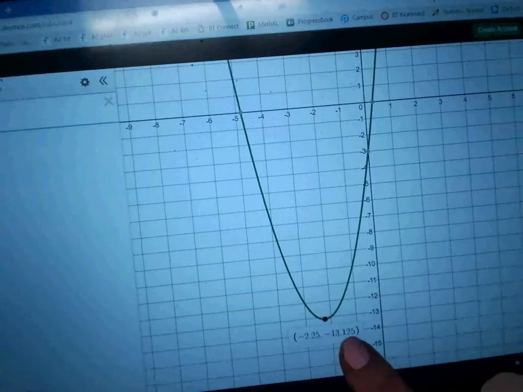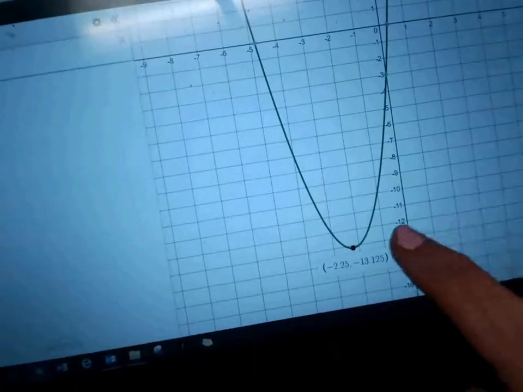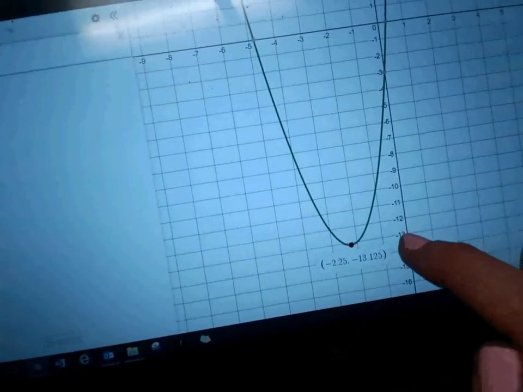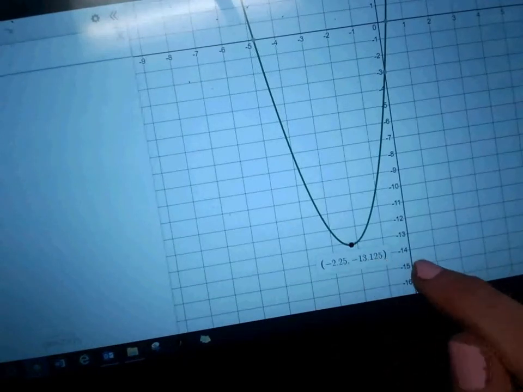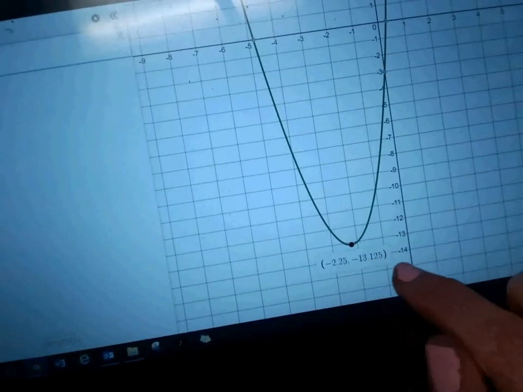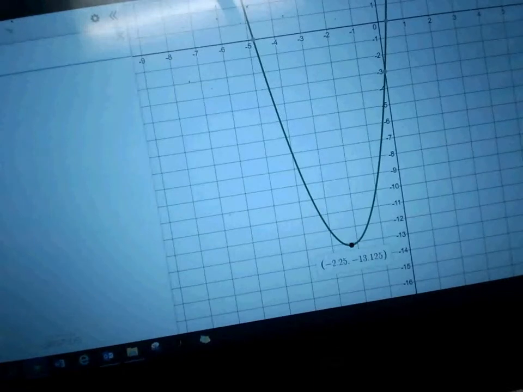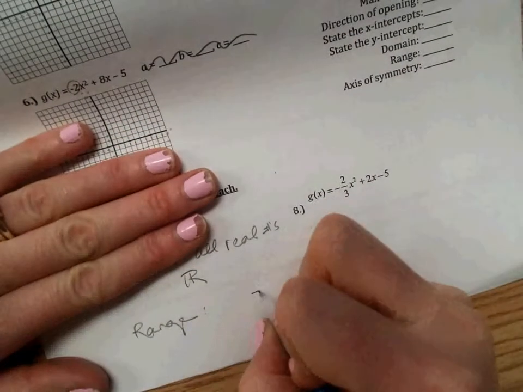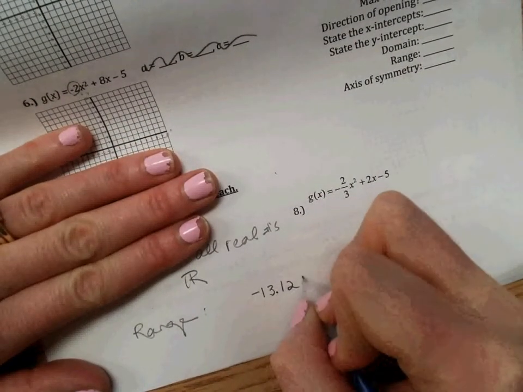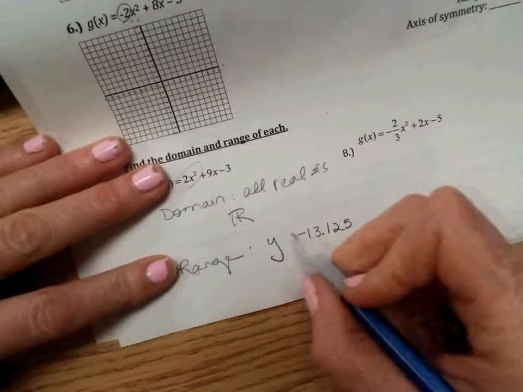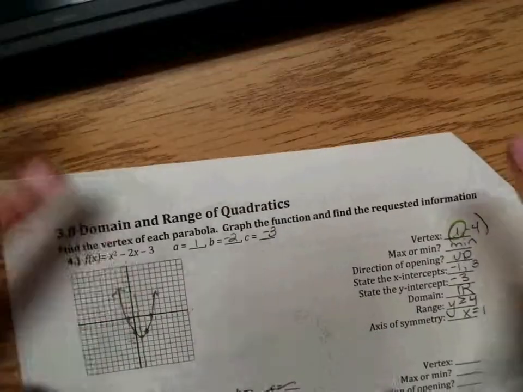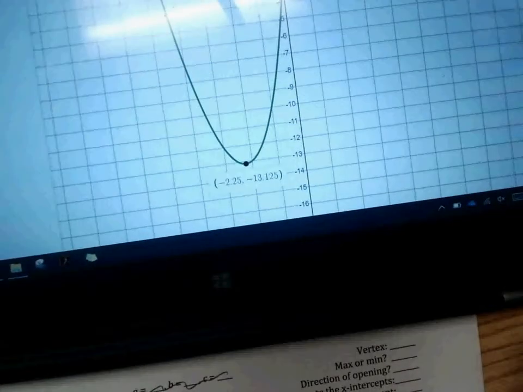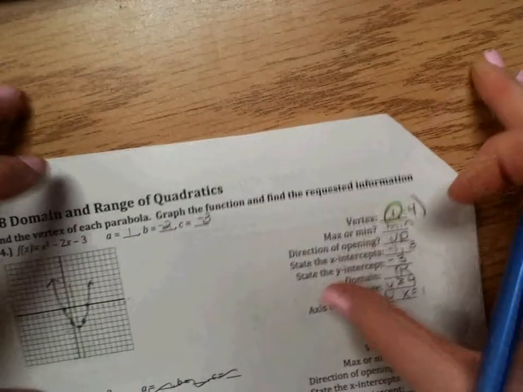So this is super helpful because eyeballing this, I couldn't have gotten an exact value, but because I can click on the vertex, it gives me an exact value for my y of my vertex, so negative 13.125. Now, I have to decide greater than or equal to or less than or equal to. Since this is a minimum, it's going to be greater than or equal to.